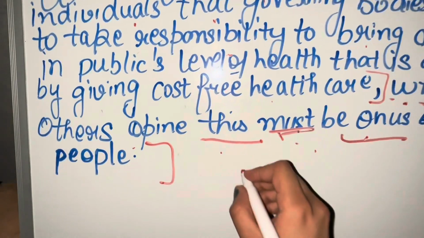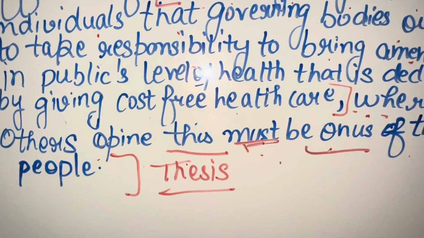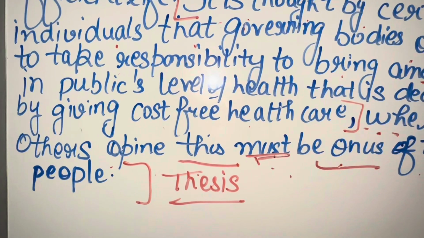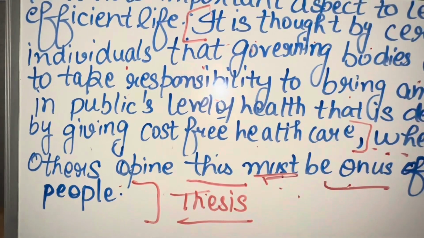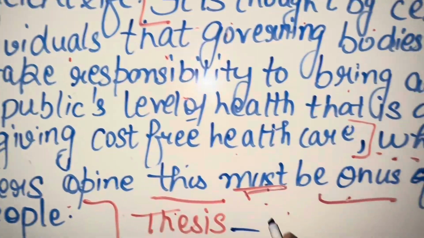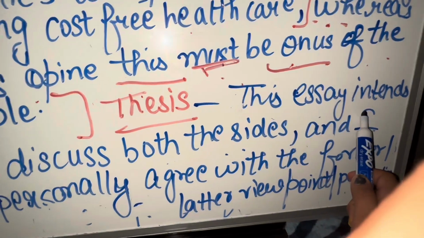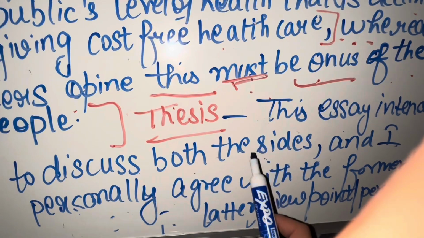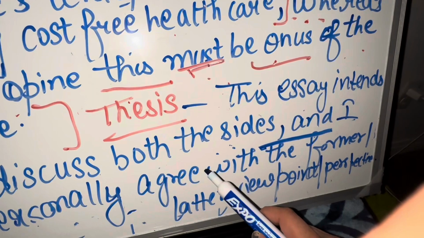So the next thing left is the thesis. In one of my previous videos, I have already told you about the discuss both views thesis. In discuss both views, you have to give your opinion by writing a very simple thesis in the beginning. So you guys can write like this. This essay intends to discuss both the sides, because in discuss both views, you cannot skip any of the sides, and this is actually a compound sentence.